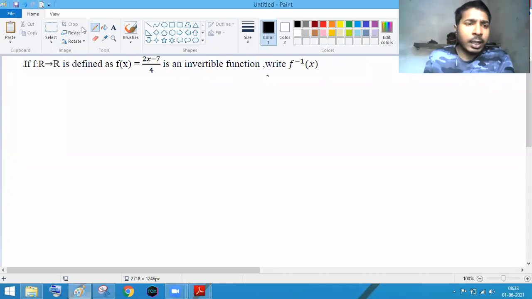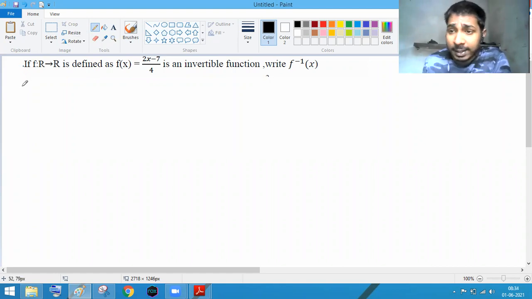Look at this question. If f from R to R is defined as f of x equal to (2x minus 7) by 4 is an invertible function, write f inverse of x. Now how to solve this? We have to define a function g such that, in which do we have to define g? If f is from R to R, then g will also be from R to R.